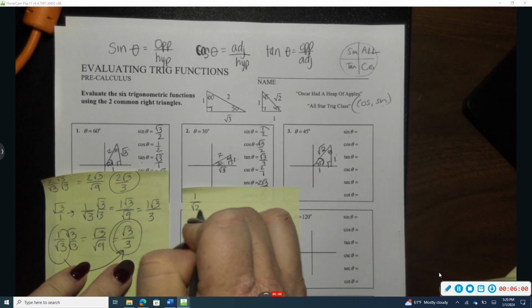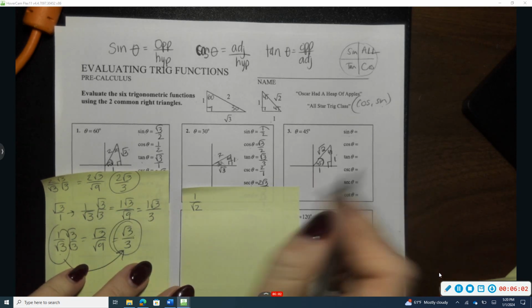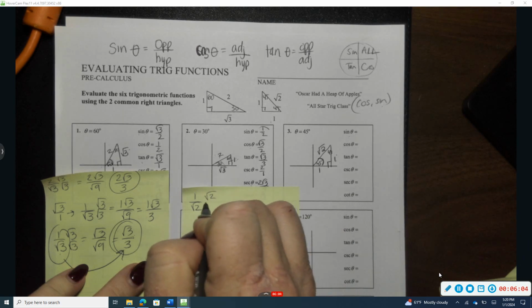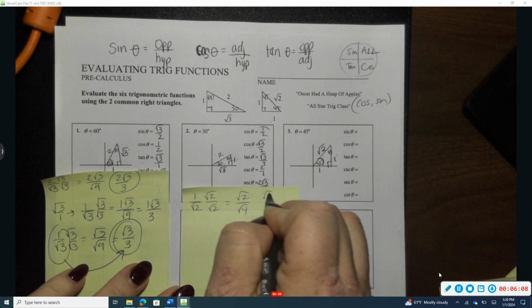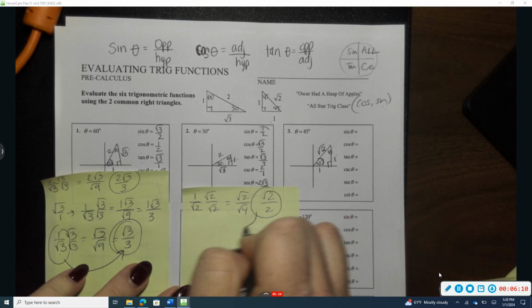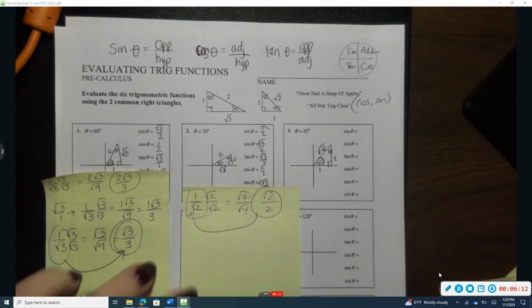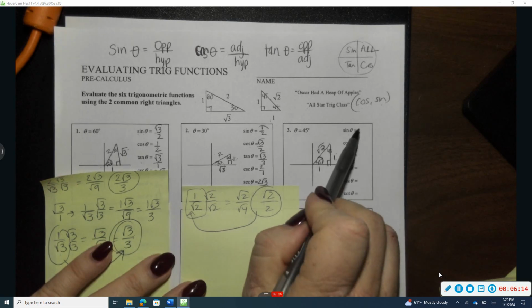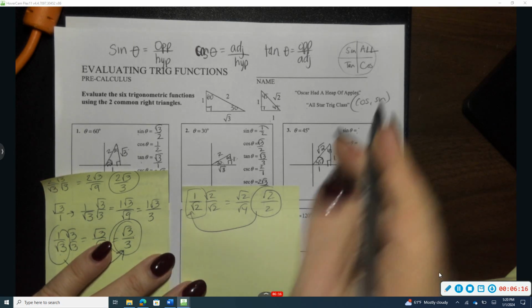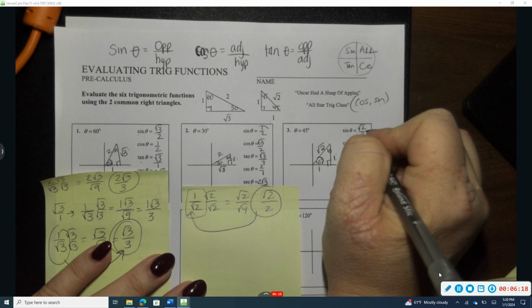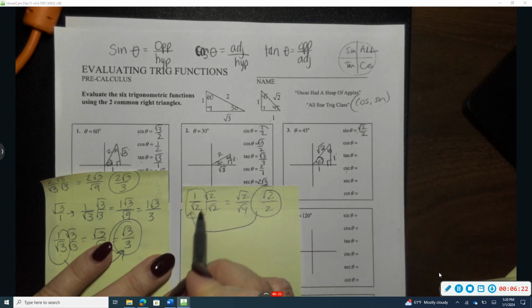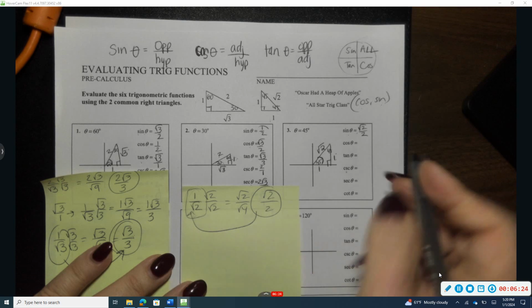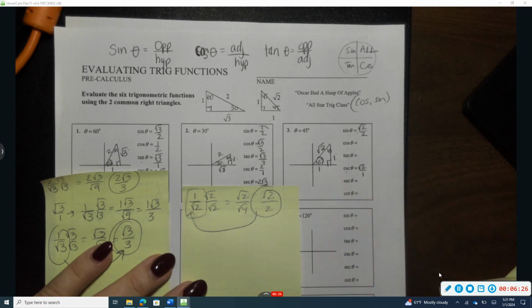Now 1 over radical 2, that's not wrong, but it's not in proper form. So I'm going to multiply by square root of 2 to get square root of 2 over square root of 4. What does this mean? This means that this is equivalent to 1 over square root of 2. So although 1 over square root of 2 is correct, it's not in proper form, so square root of 2 over 2. Now what's the reciprocal of that? Well, the reciprocal of 1 over the square root of 2 is the square root of 2 over 1.